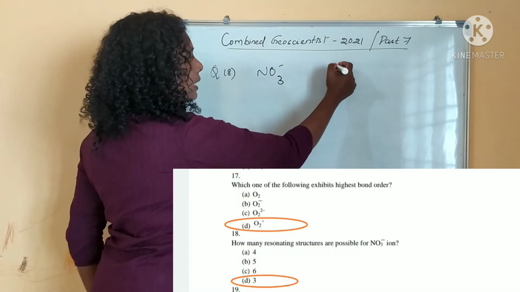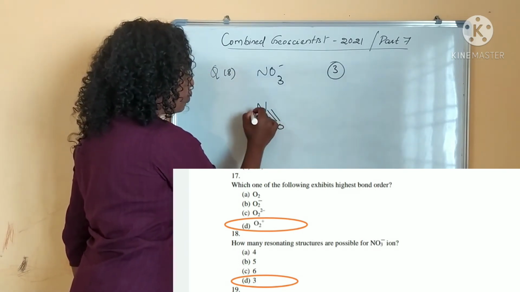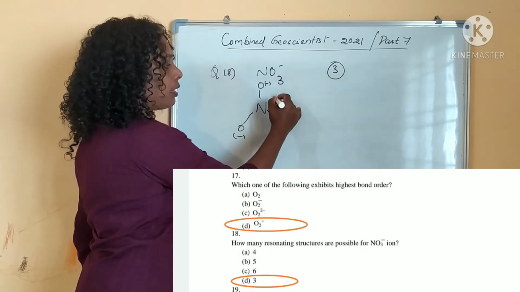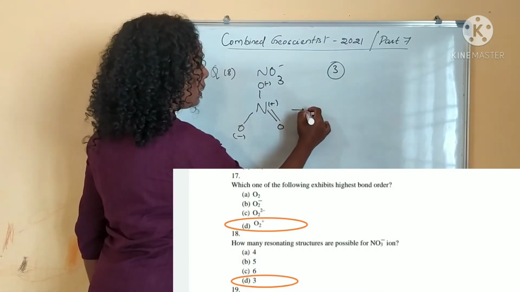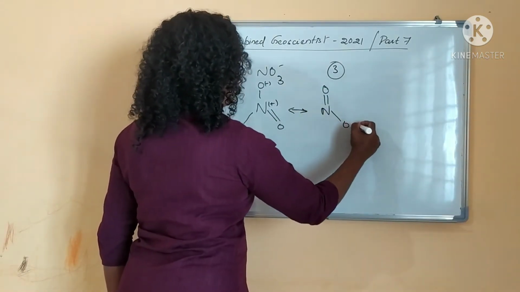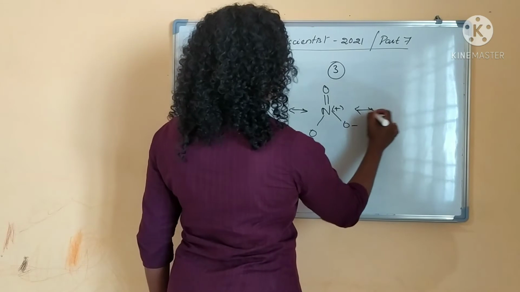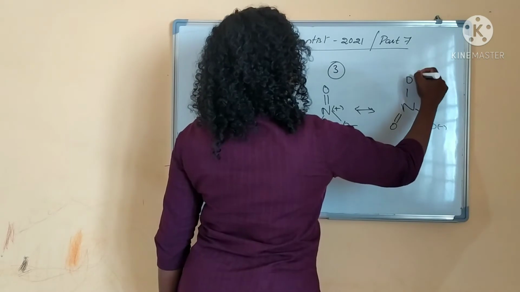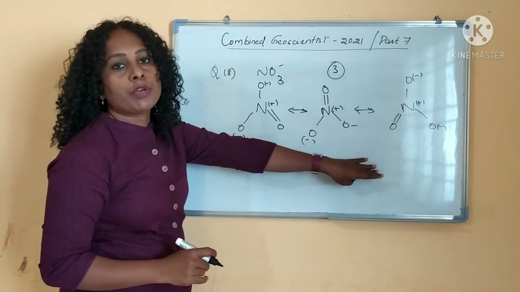And your question number 18 is, how many resonating structures are available for the NO3 minus ion? Your answer is 3 resonating structures are available. Those are N double bond O, where the nitrogen has a positive charge. Two negative charges and 1 positive charge, you will get NO3 minus, right? Then double bond O, O minus, right? Here positive charge. And the other structure will be N double bond O, O minus, and the nitrogen has a positive charge. These are the resonating structures available for NO3 minus.